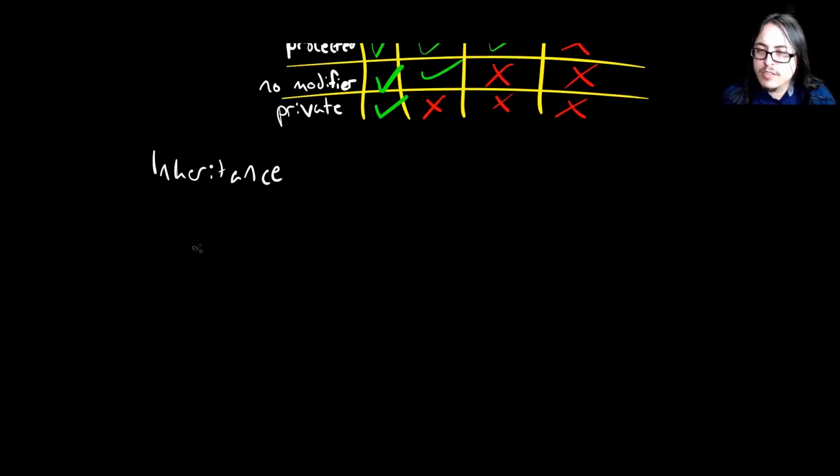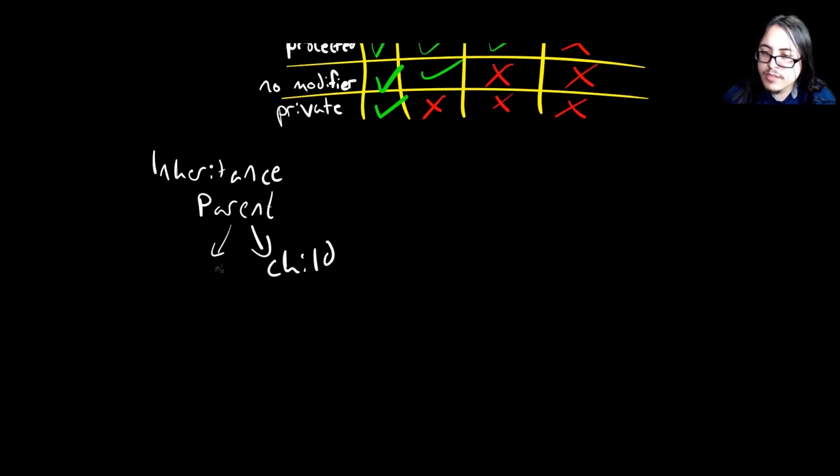Inheritance allows you to centralize some sort of feature and pass it on to a class that's under that class, aka a subclass. So you have a parent class that has some functionality that passes it to, you know, the different child classes.